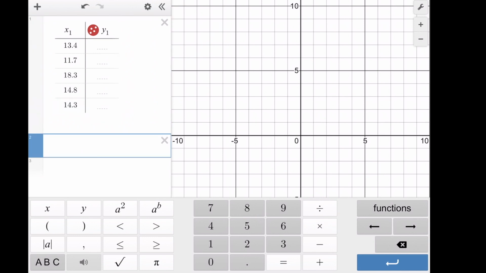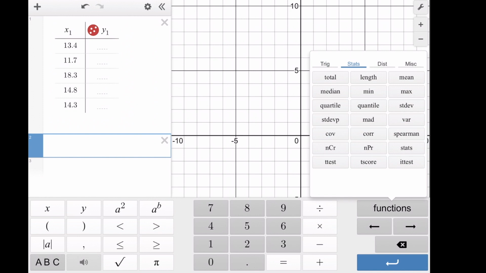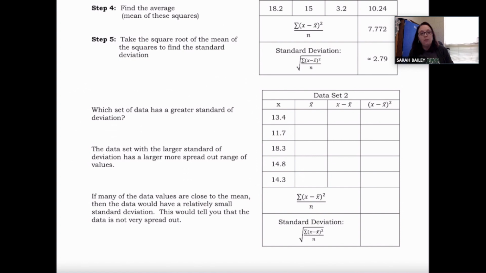All right, now I'm going to come over here. I just tapped to the next row underneath, and now I'm going to tap on functions. See that? After you tap on functions, I want you to tap on stats, and we're looking for mean. Do you see it in the upper right? Tap mean. Now you need to tell Desmos where the data is. Well, all that data is in X sub 1. So I'm going to type X1 right there. Boom. There's my mean, 14.5. So I've got my mean of 14.5.